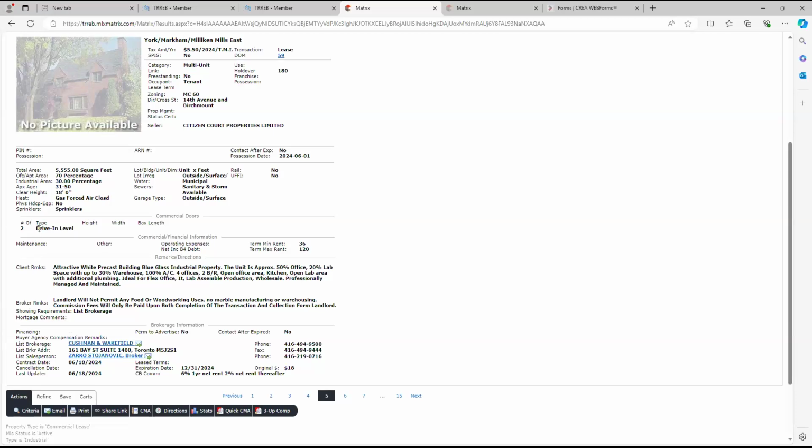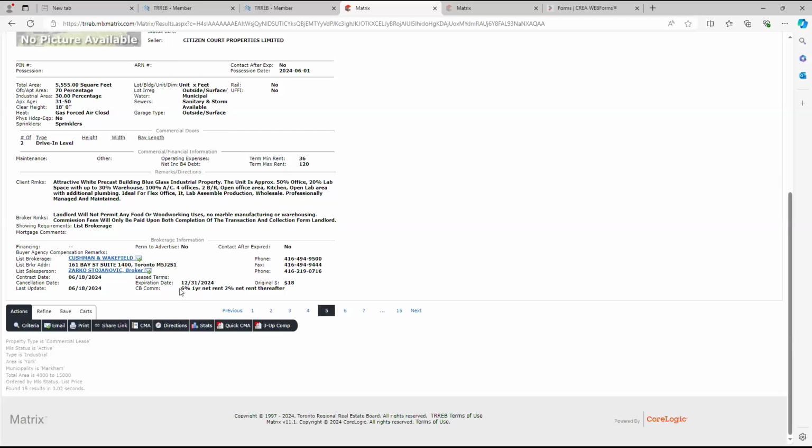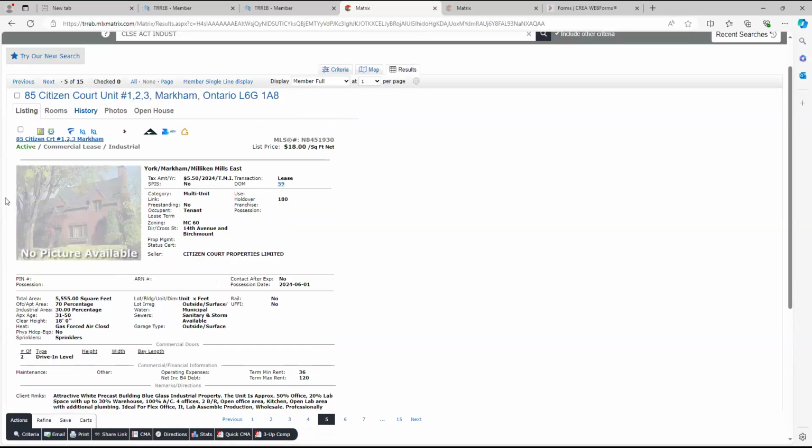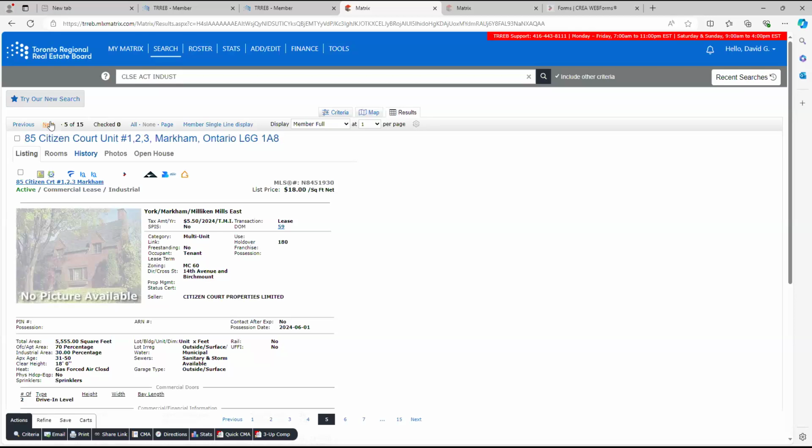So only a drive-in area. So this property is not good for some clients, because in this way you can ignore it, right? And the other thing, again, the good thing is here. Look here, the commission payment. We call it 6% year one net rent, 2% net rent thereafter. This is different wording. So if everything is good for your client, of course, that's the commission you're going to get, right? So every listing you will see is slightly different.